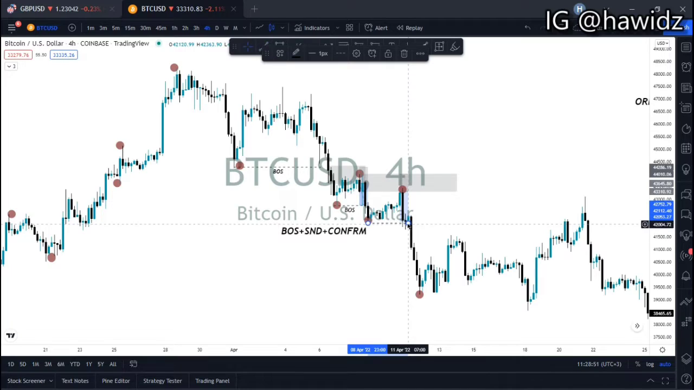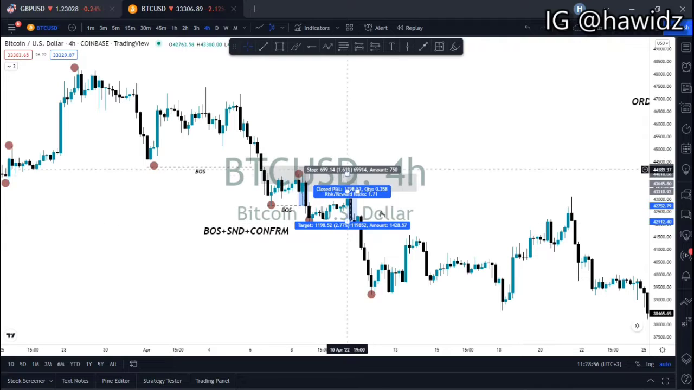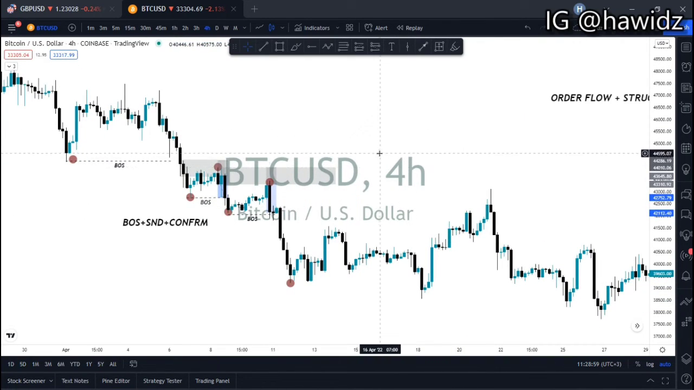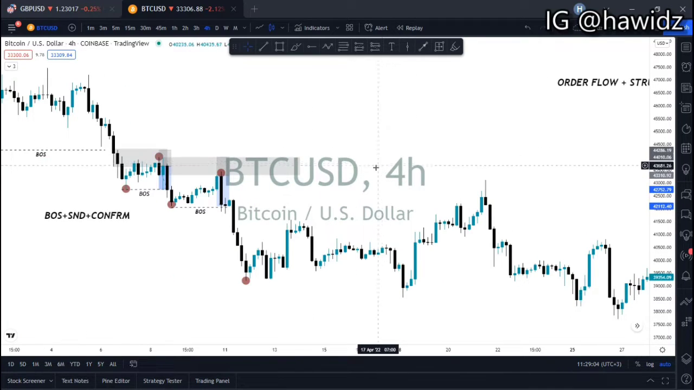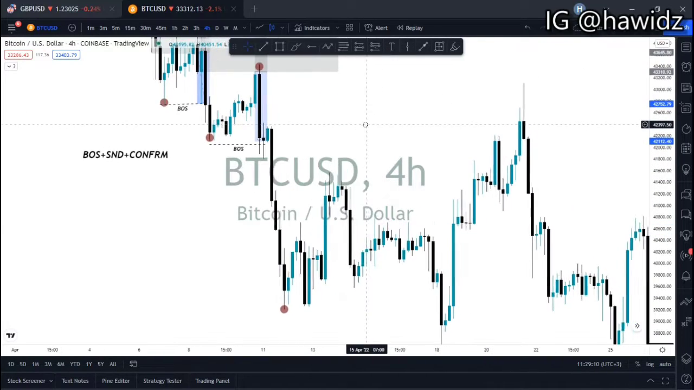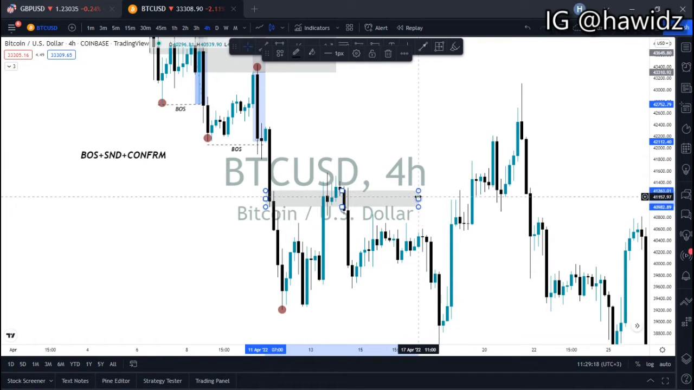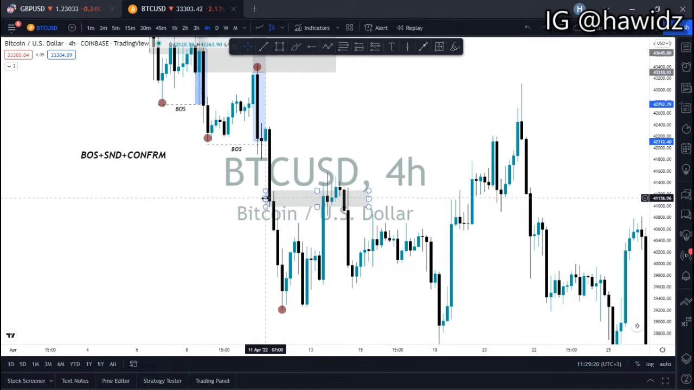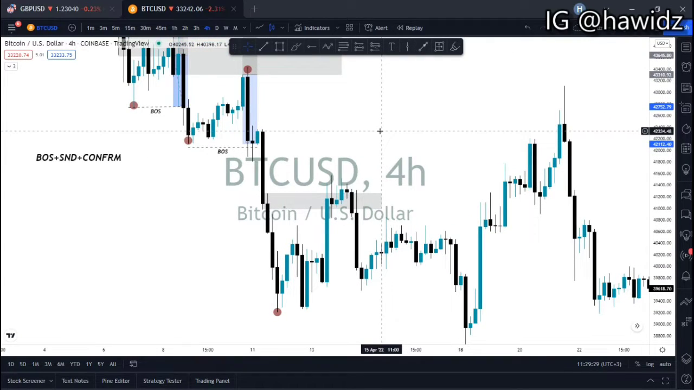Let me just put that to the templates and boom. So we have this break of structure again, which means that we are looking for what now? For a move that's going to make a pullback towards our unmitigated S&D zones or order blocks. And as you can see, we have this hidden base order block right here. If you don't know what this is, check out the previous video, or you can just search the hidden base order blocks. You'll find that video there, it was posted previously.